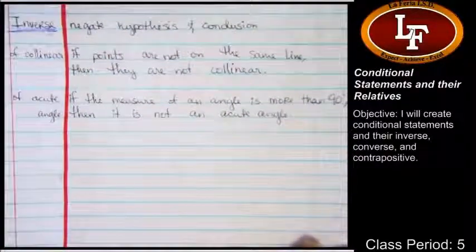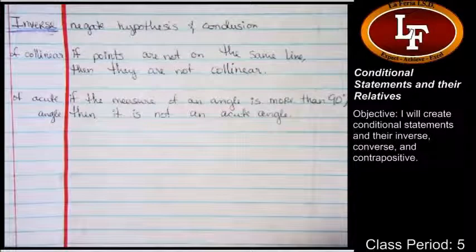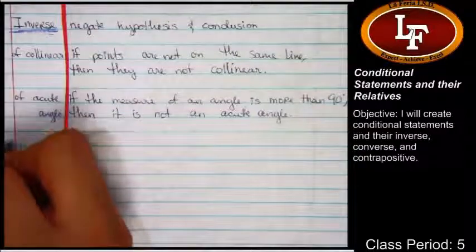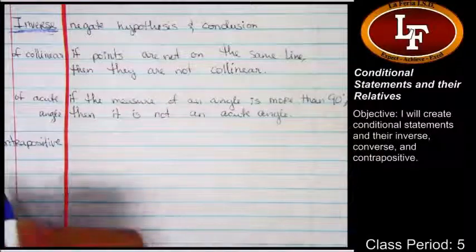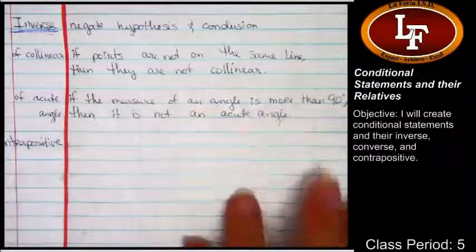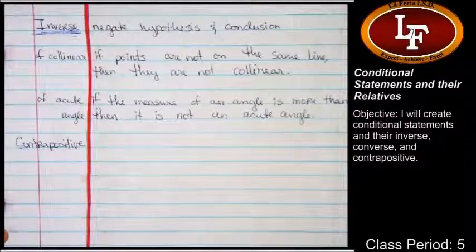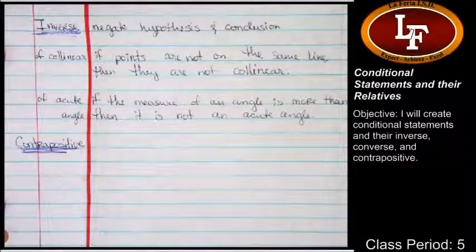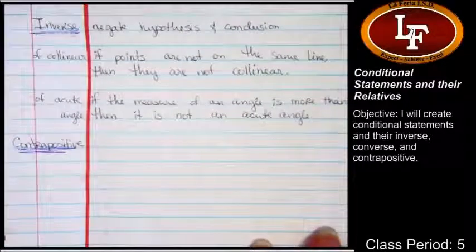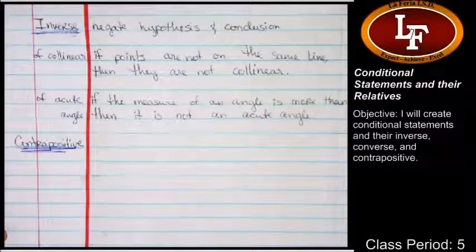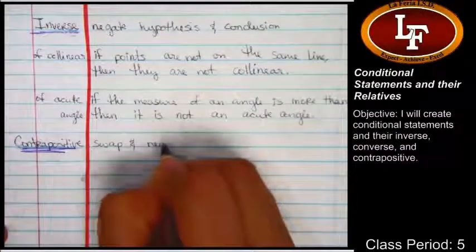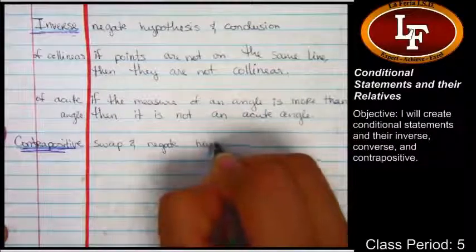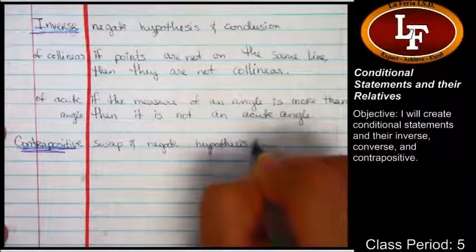All right. We have one last relative to go over. And this one has the longest name, but because you're doing more stuff. Okay? This relative's name is contrapositive. Contrapositive is basically doing the converse and the inverse at the same time. So you swap and negate the hypothesis and the conclusion.